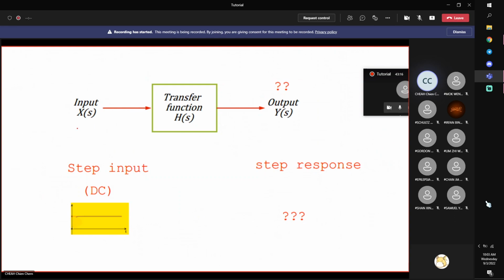Let us look at this again. A DC input is called a step input because you introduce a step change, from 0 step up to, for example, 5 volts. The output is called the step response. Step response means that you have a step input, and how your circuit responds to this step input is called the step response. So it's actually the output of the circuit with a DC input. So remember that.